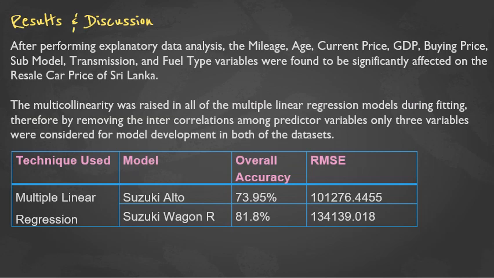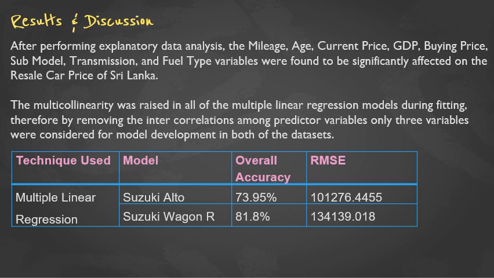After performing exploratory data analysis, the mileage, age, current price, GDP, buying price, submodel, transmission, and fuel type variables were found to significantly affect the resale car price in Sri Lanka. Multicollinearity was raised in all of the multiple linear regression models during fitting. Therefore, by removing the intercorrelations among predictor variables, only three variables were considered for the model development in both datasets. The table below shows the summary of results in this study.